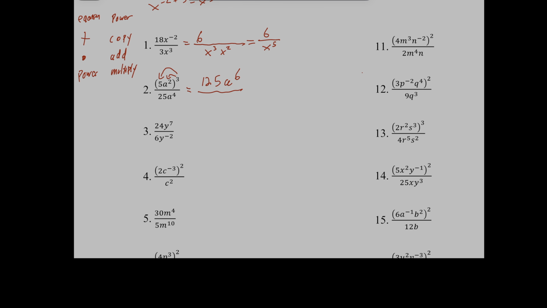And so I'm going to divide that by 25a to the 4th. Now, 125 divided by 25 is a 5. And I'm just going to subtract right here. I'm going to get a squared. So if you didn't know the power yet, that's in the next video.